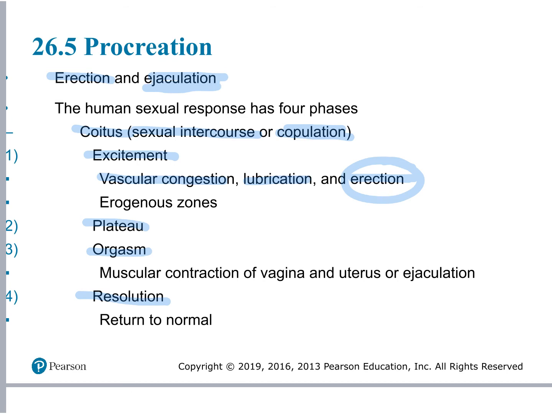All right, at some point after excitement, you're going to hit plateau. During plateau, it's kind of a moment of stillness. The heart rate levels out, the breathing rate levels out. Plateau is a short time right before there is orgasm. In order for orgasm to occur, that is going to create muscular contractions for the ejaculation of the semen to the outside, plus also for females, the vaginal canal will contract as well as the uterus will contract as well.